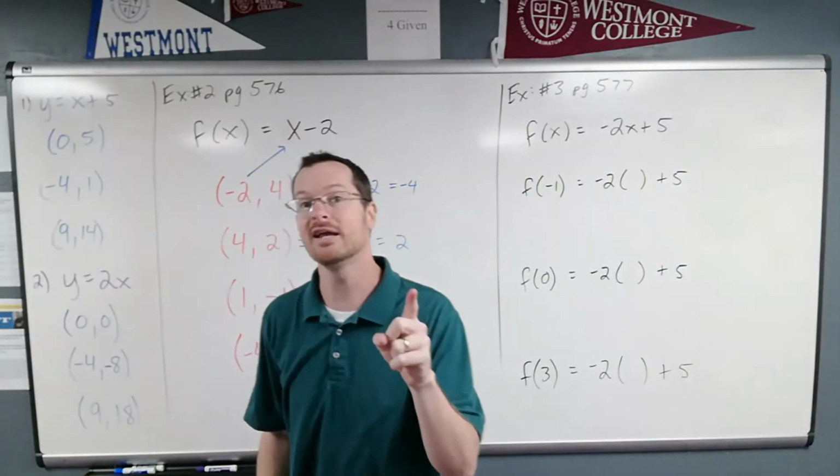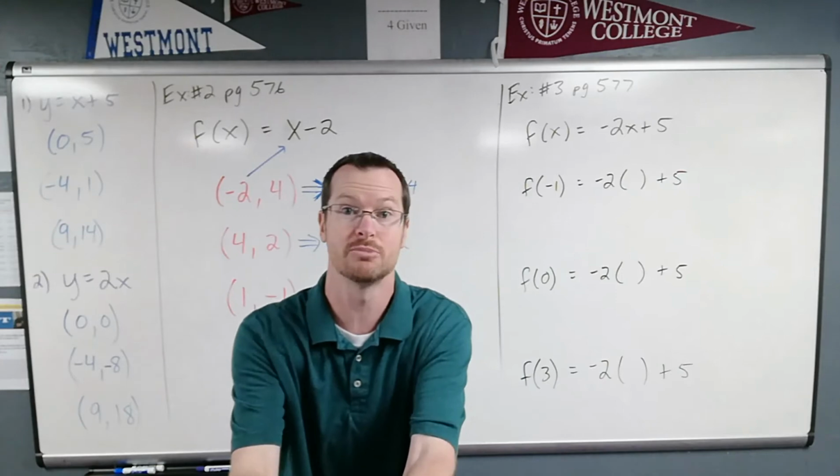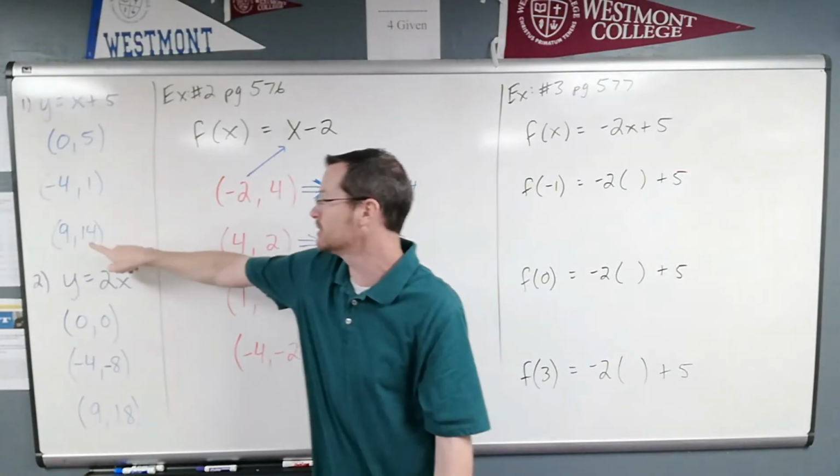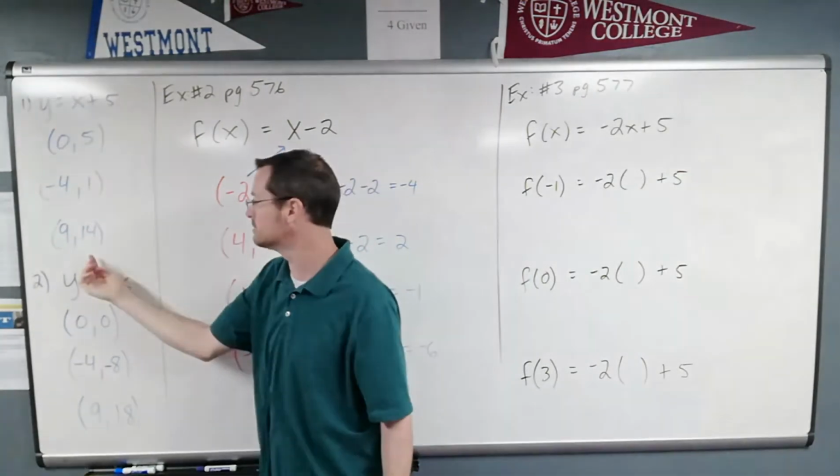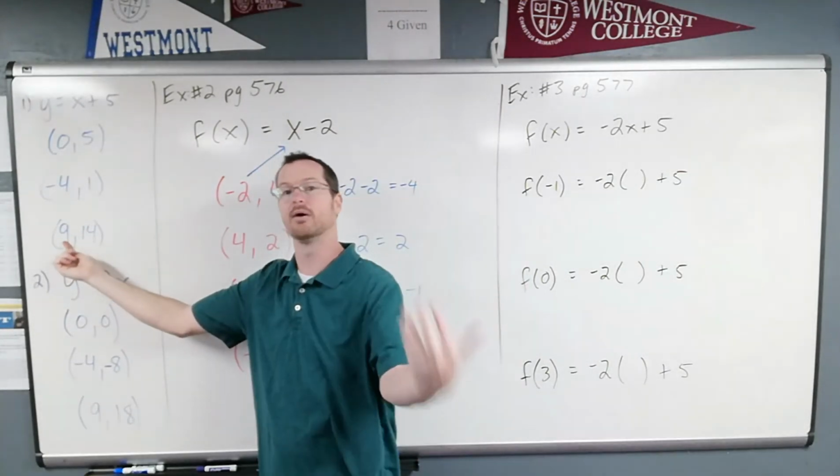How about you plug a 9 into your function box for x? Out's going to come a 14, right? Plug a 9 in here. So 9 plus 5 is 14. My y value is 14. So x is 9. Plug it in. Out comes 14 for y.